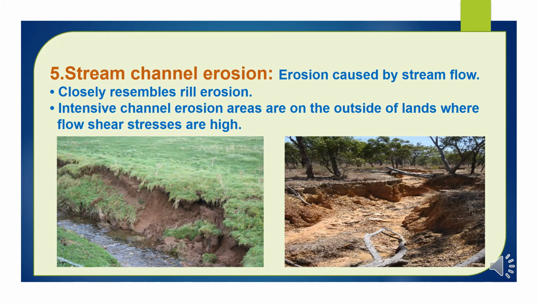Fifth type of water erosion is stream channel erosion. This is the erosion caused by stream flow, and it closely resembles rill erosion. Intensive channel erosion areas are on the outside of bends where flow shear stresses are high. This means if the stream flow is very high, it will cause more damage.